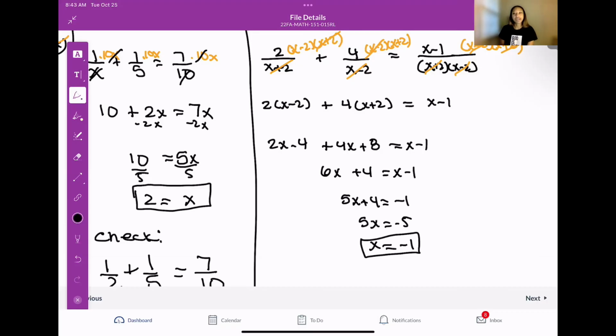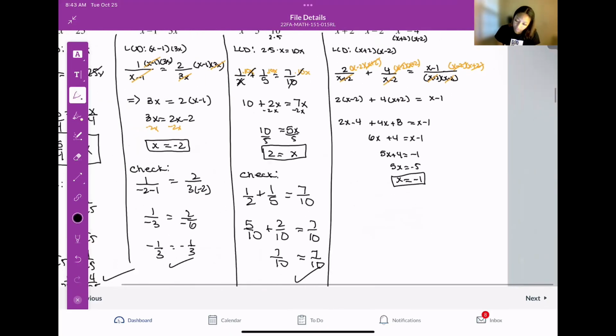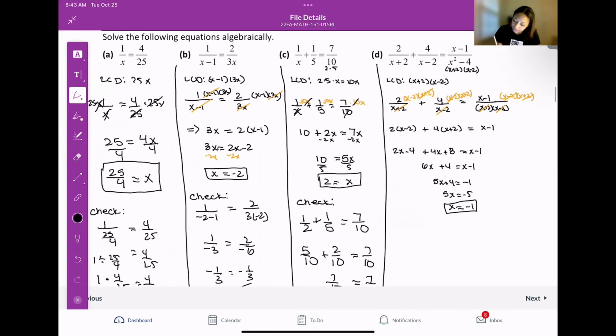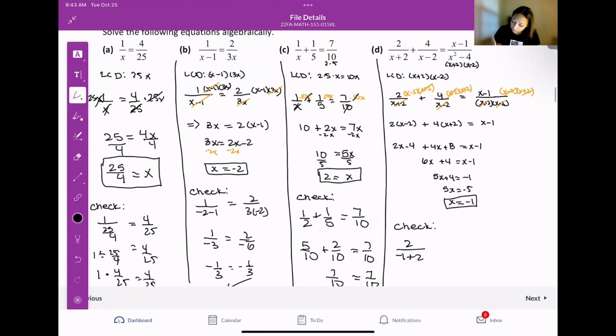And we do need to check this. All right, just want to make it a little smaller so we can see the original equation. So our original equation was 2 over x plus 2. So that would be 2 over negative 1 plus 2 plus 4 over negative 1 minus 2 equals negative 1 minus 1 over negative 1 squared minus 4.